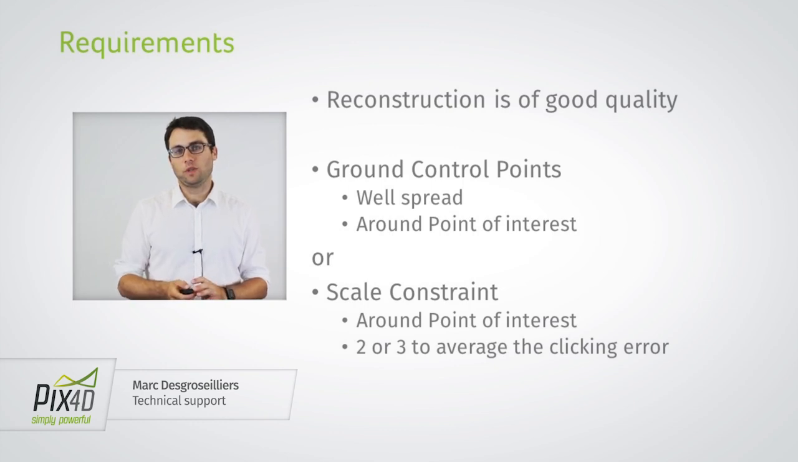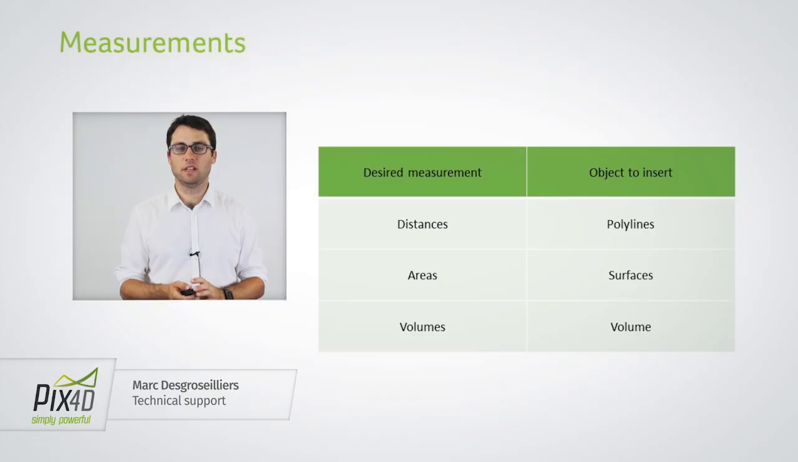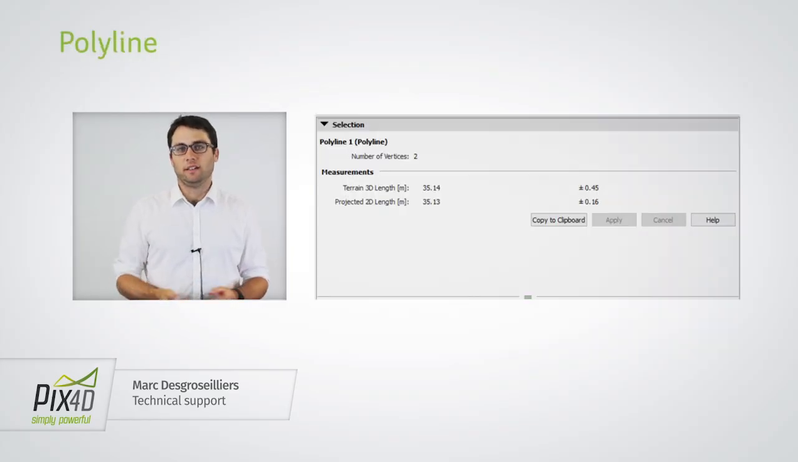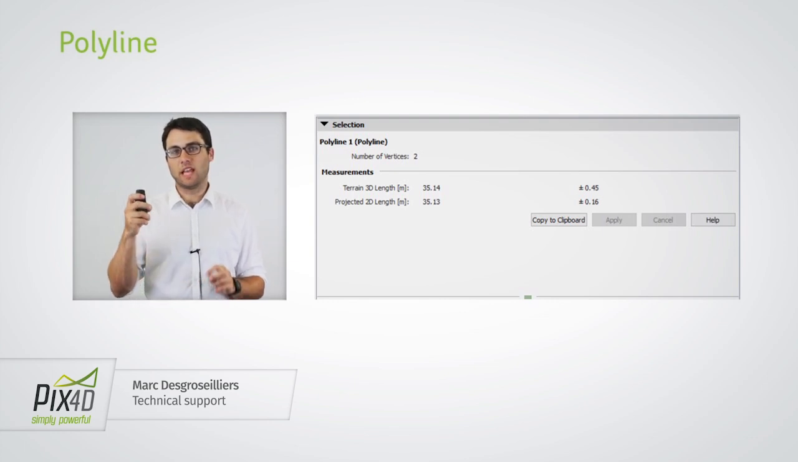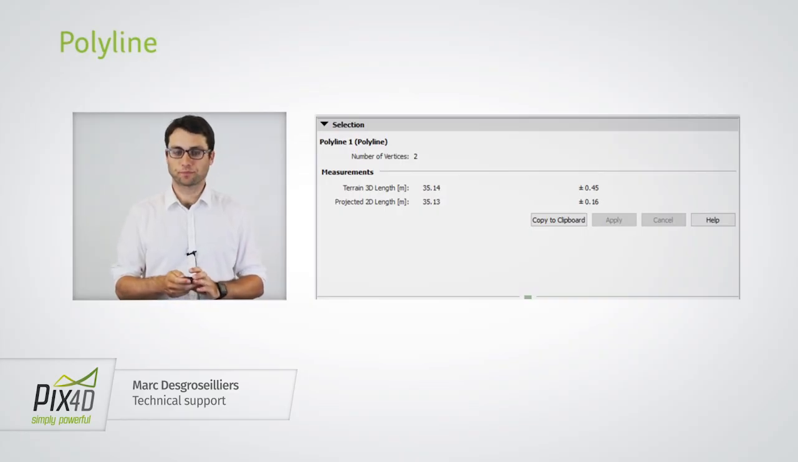So in the mapper, you can measure 3 kinds of objects, 1D, 2D, and 3D objects, by inserting the appropriate object. So you'll be able to measure distances, areas, and volumes. In the case of distances, you'll be inserting a polyline object. So this is quite straightforward. You'll just be drawing a line in the project and you'll get the measurement that is associated. And if you click the endpoints in the images, then you'll also get an error estimate for the measurement.